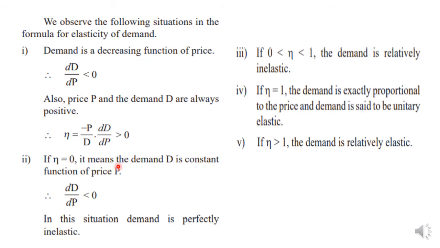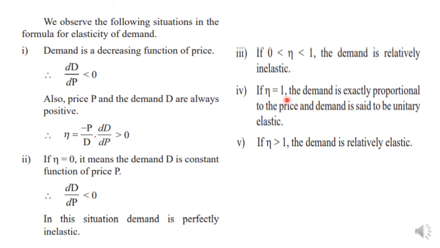Now the second property: suppose elasticity is 0. It means the demand is a constant function of price. So dD by dP is 0, and we say that the demand is perfectly inelastic. So if eta is 0, demand is perfectly inelastic. Similarly, suppose eta comes between 0 and 1. It cannot be negative. We say that the demand is relatively inelastic.